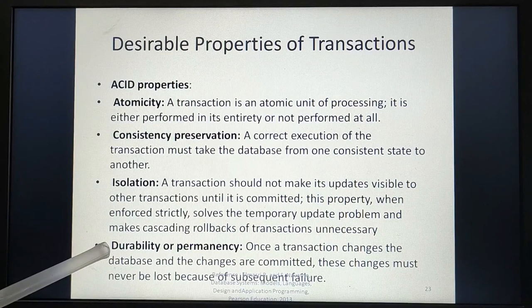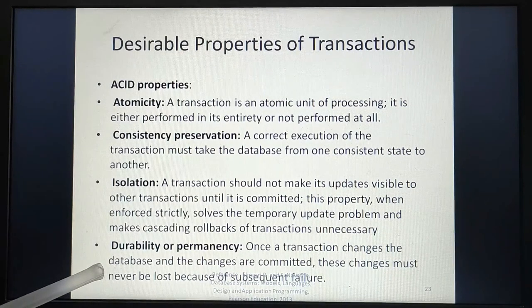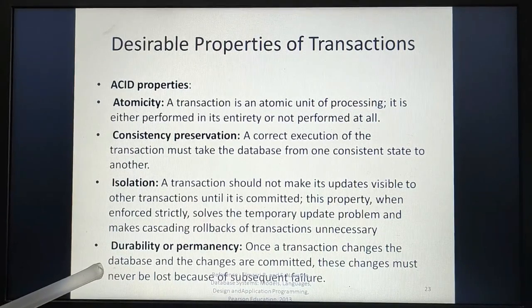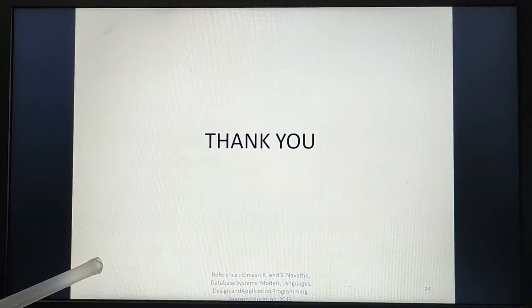Last is durability, or permanency. Once a transaction changes the database and the changes are committed, these changes must never be lost because of subsequent failures. That is, the changes should be durable in nature. So that's all for the introduction to transaction processing. Thank you.